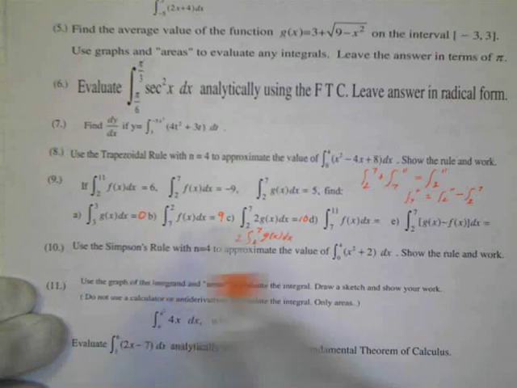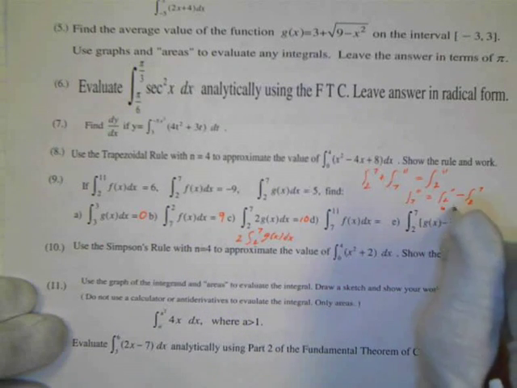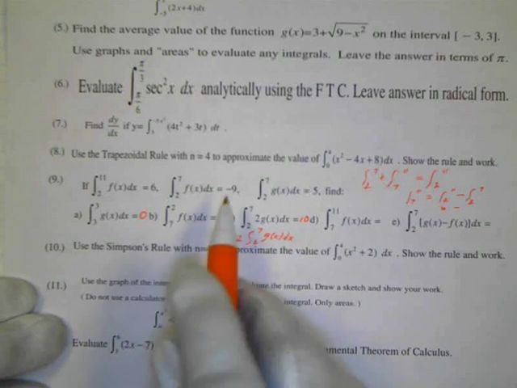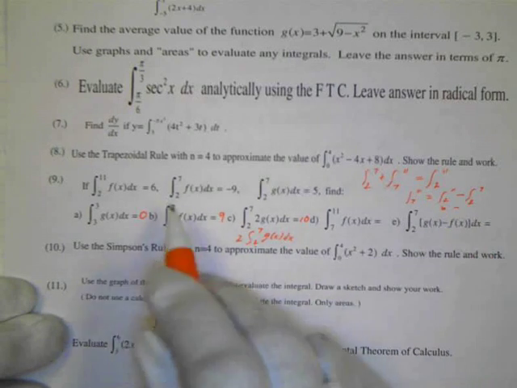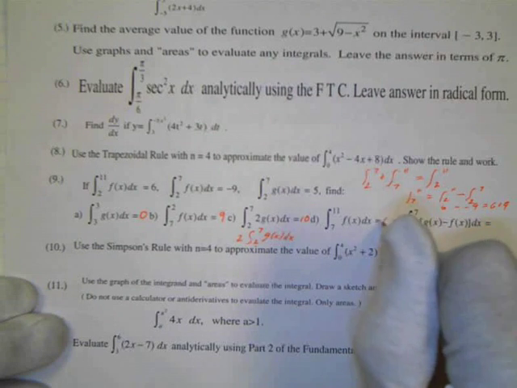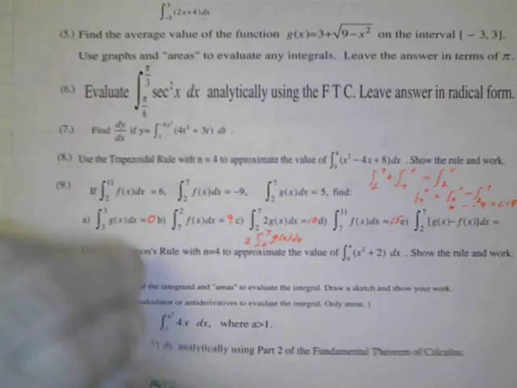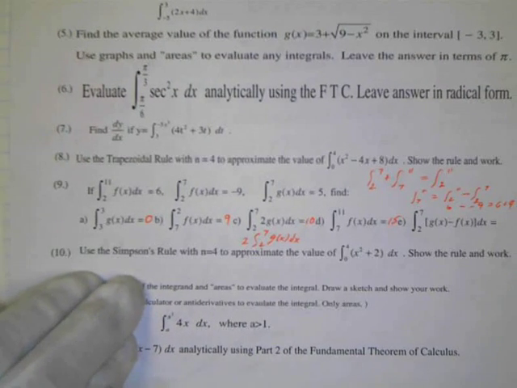And what is the area from 2 to 11? That's 6. Minus, and then what was the integral from 2 to 7? Negative 9. So 6 minus negative 9 is going to be 6 plus 9, which is 15. So letter D was 15. Okay? Hope that makes sense.